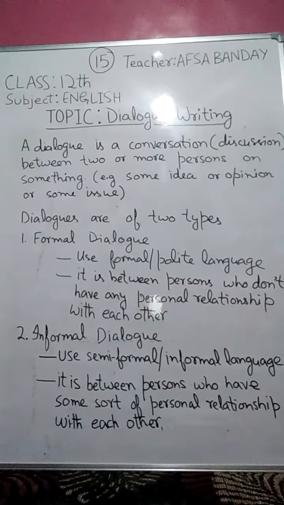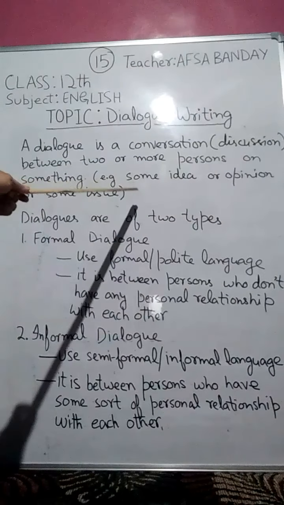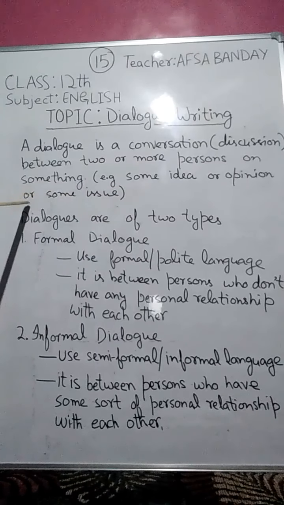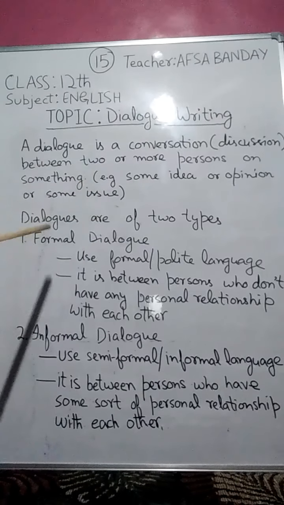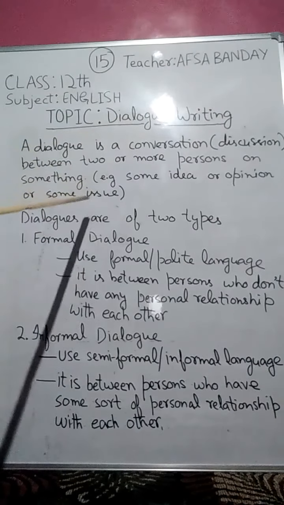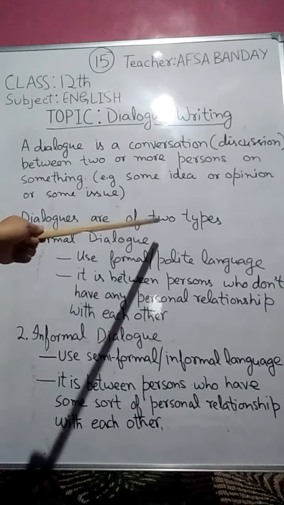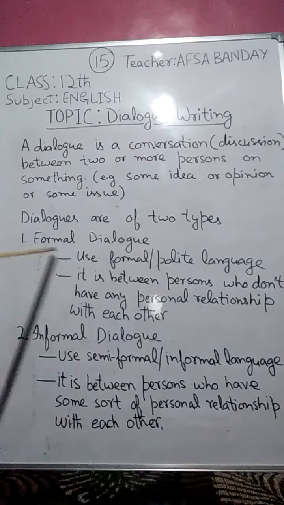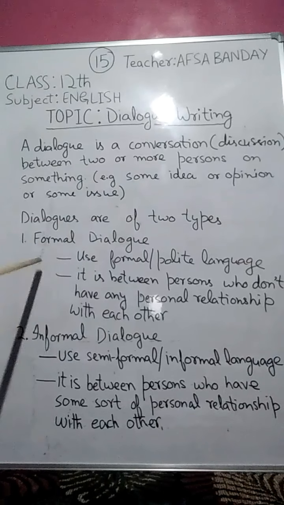What's a dialogue? A dialogue is a conversation, or we can say discussion, between two or more persons on something, for example, some idea or opinion or some issue. Dialogues, or we can say conversations, are of two types: formal dialogue and informal dialogue.